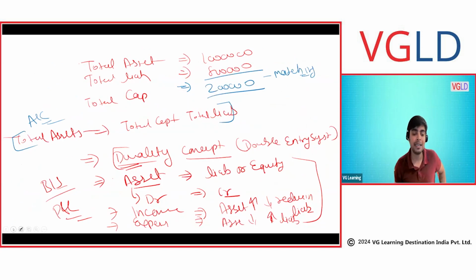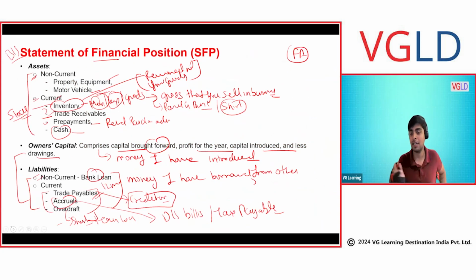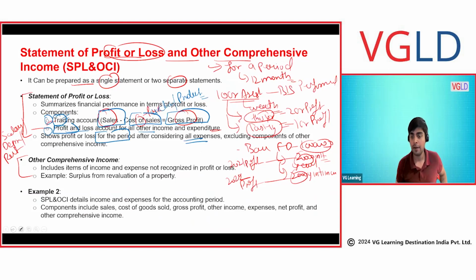Otherwise, don't worry, we'll learn more accounting equations. The one equation we learned was total assets equal total liabilities plus capital. We also learned opening capital plus profit minus drawings is equal to closing capital. We'll learn more equations, don't worry. Okay, where were we?